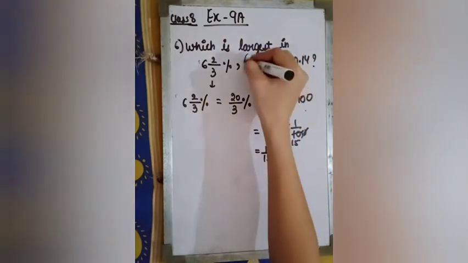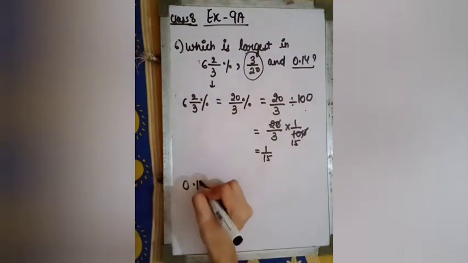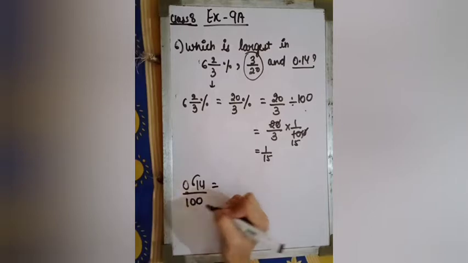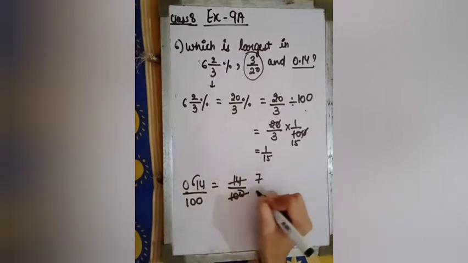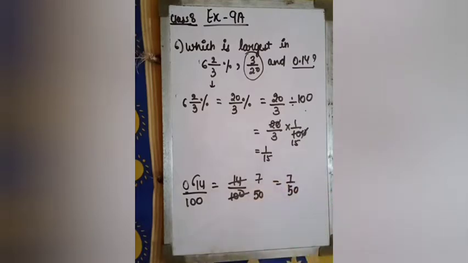This next number is already in the fraction. Write this 0.14 in fraction. So remove the decimal point. This is 14 upon 100. 2 7s are 14, it is 7 upon 50. Now we have 3 numbers in the fraction form.